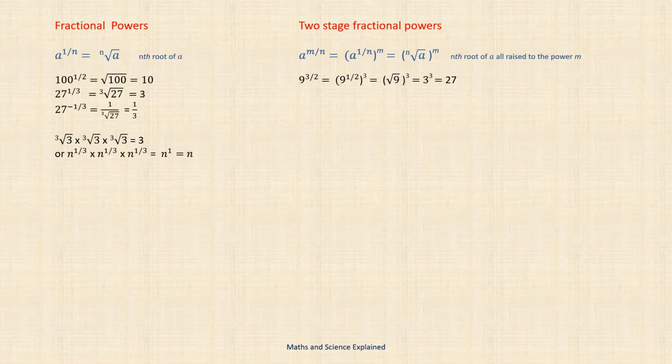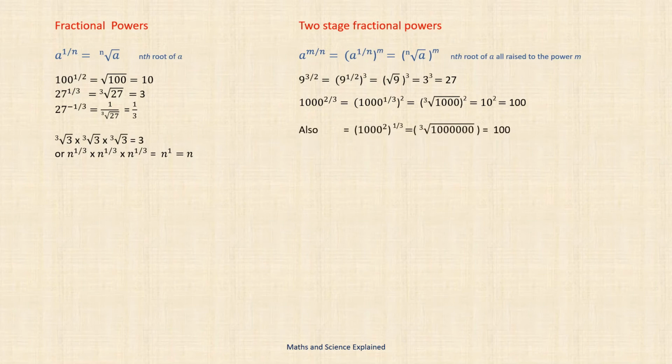Take another example. 1,000 to the 2 over 3. This is the same as 1,000 to the 1/3, all squared, or the cube root of 1,000 squared, which is 10 squared, or 100. It's possible to express two-stage fractional powers with the process reversed. In the last example, we could have expressed it as the cube root of 1,000 squared, which would still give the same answer of 100. However, it's usually much easier to use the method described here, which is to take the root first and then raise it, as this can be done much more easily without a calculator.